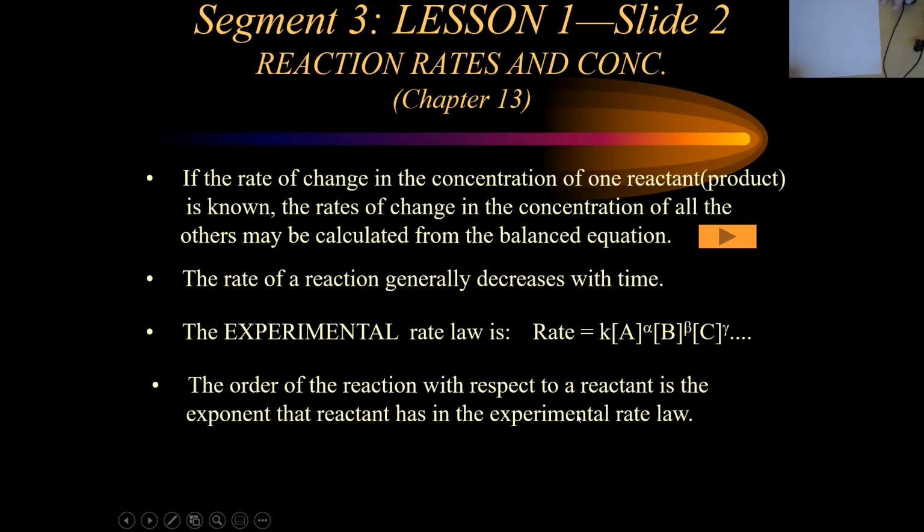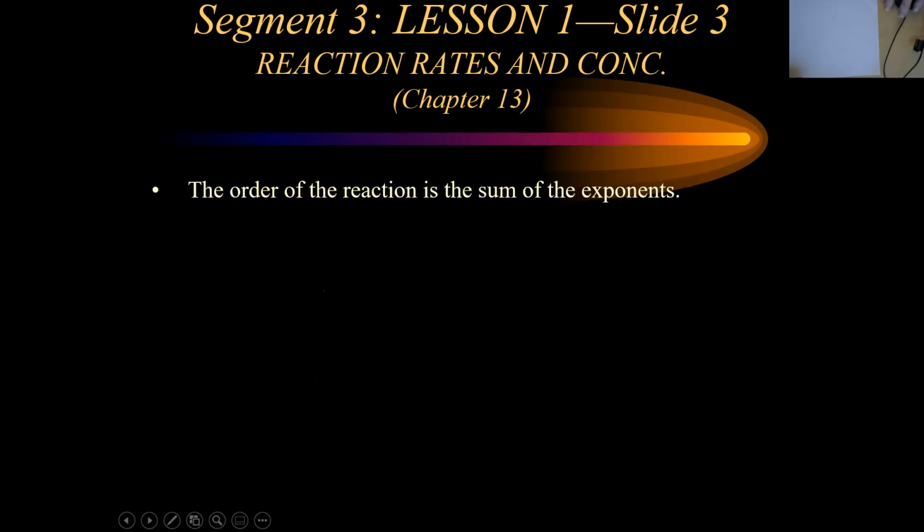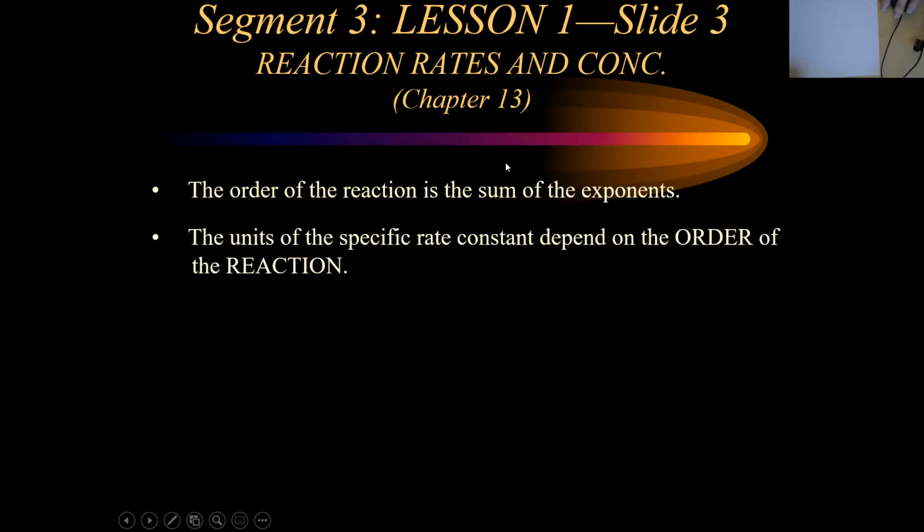The order of a reaction with respect to a reactant is an exponent, and it's whatever exponent it is in this experimental rate law. Now, the overall order for the reaction is the sum of all of the little individual orders. Loosely speaking, on a collision frequency idea, the order of a reaction tells you how many components have to be assembled during a collision for that reaction to take place.